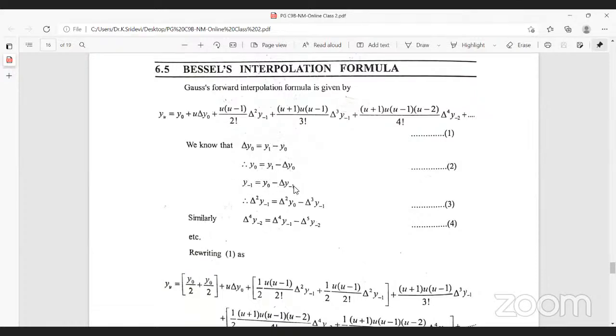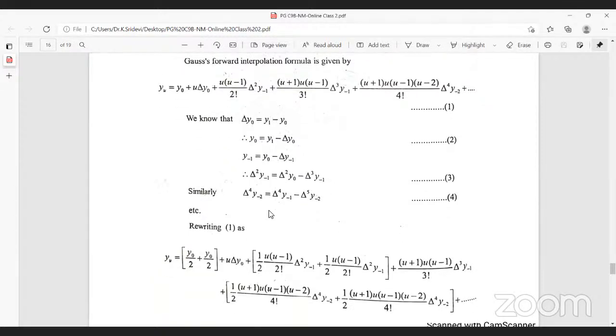Y minus 1 is there, delta y minus 1 will come. So if you follow the same expression for getting this one, you can follow the same expression for getting this one. Now we can take delta square on both sides. We get delta square y minus 1 is equal to delta square y naught minus delta into delta square is delta cube y minus 1.